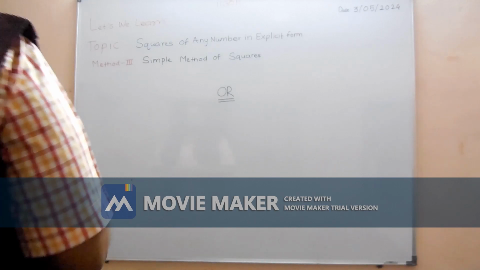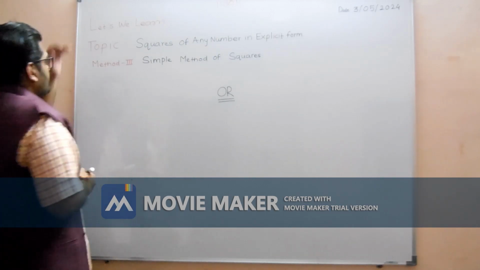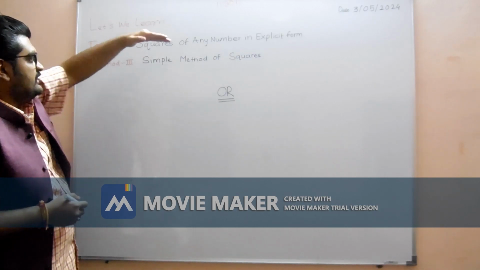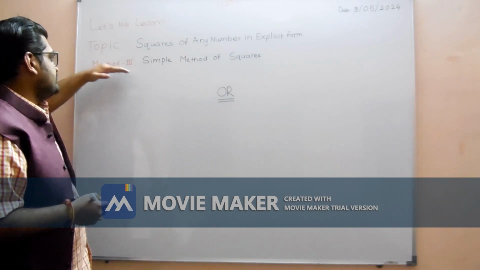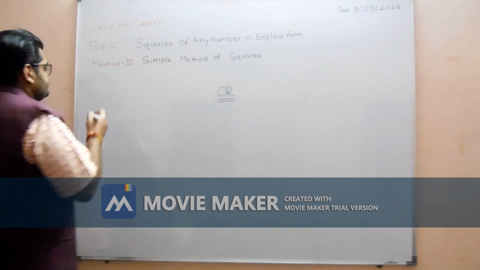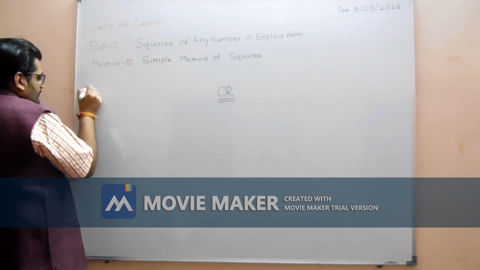Okay. Today we take an example. Today we learn what the square of any number is in explicit form. Method number 3, simple method of square. Example number 1.